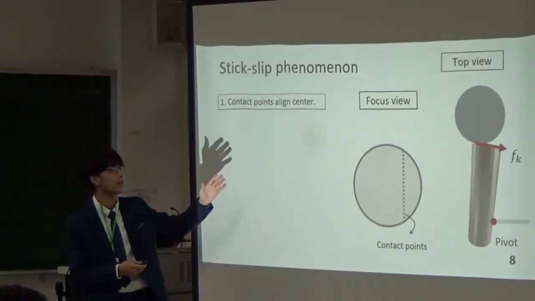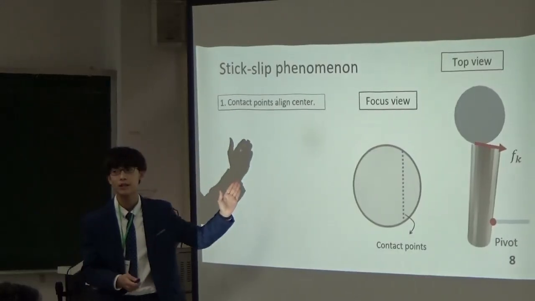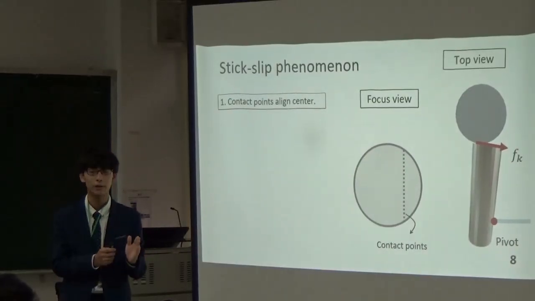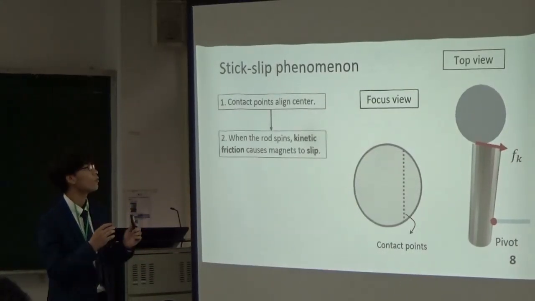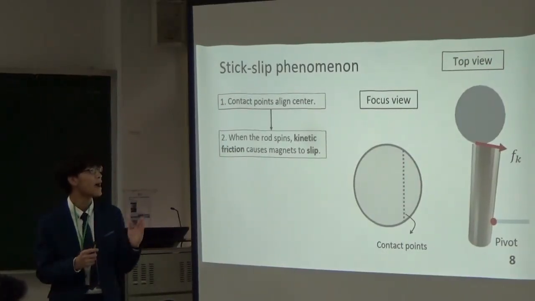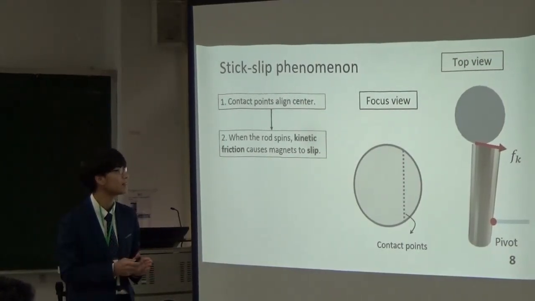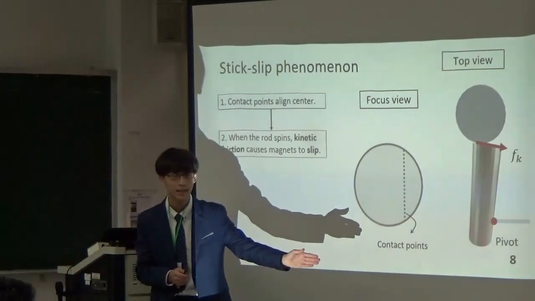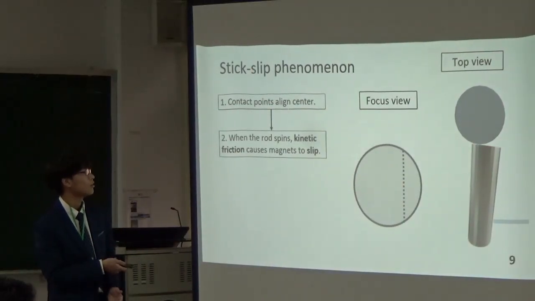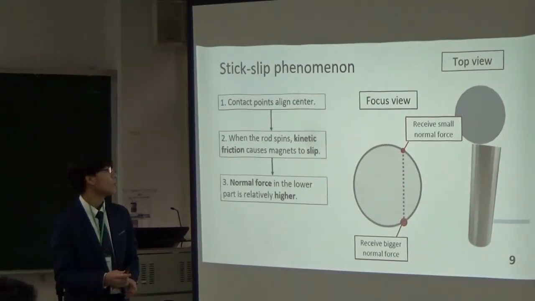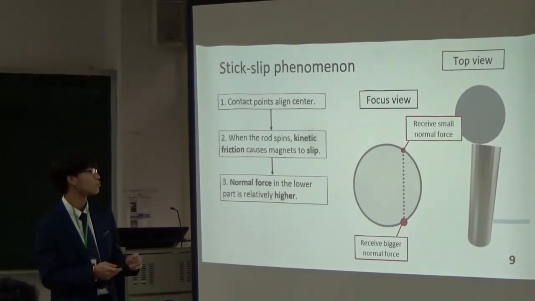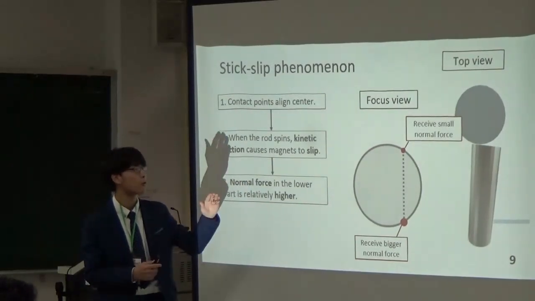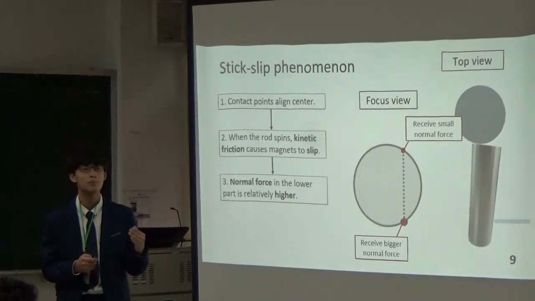The first phase is when the contact points are aligned down the center, as shown in the previous picture. This is the phase where neither the magnets nor the rod is moving. Next, when the rod spins, the kinetic friction will cause the magnets to slip to the left-hand side. And because the magnets slip to the left-hand side, the contact points will move to the right side. Then, we can see that the normal force in the lower part is relatively higher compared to the upper part. So the difference in the normal force would cause the magnets to start spinning.